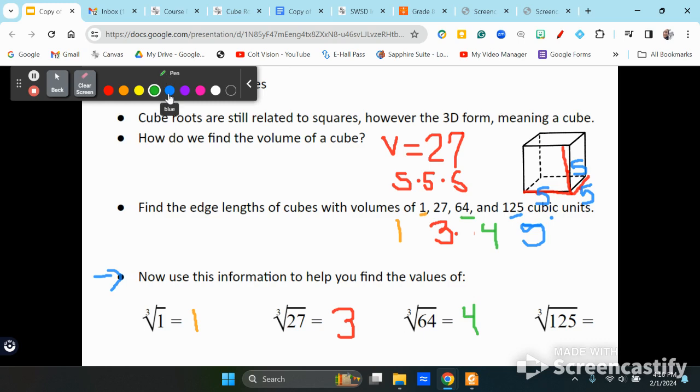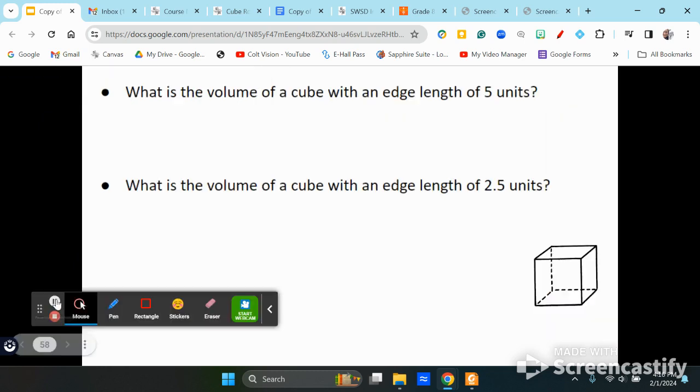And the reason why is because I'm asking myself, what number times itself 3 times equals 1? Well, 1 times 1 times 1 is 1, so that's why that's the answer. 3 times 3 times 3 is 27. 4 times 4 times 4 is 64. So that's how that works.